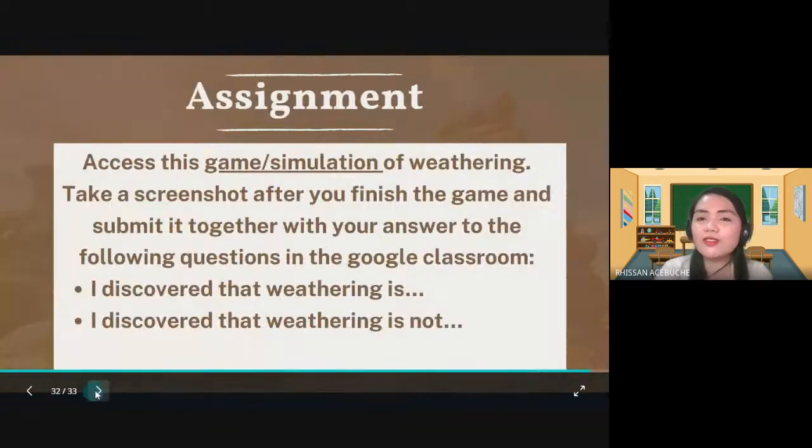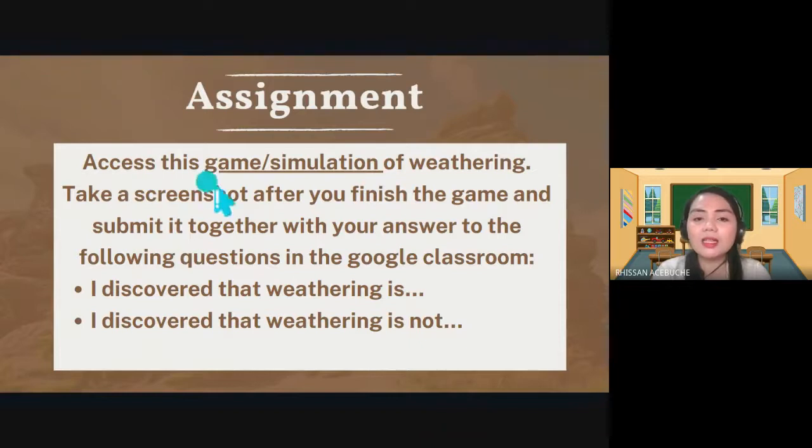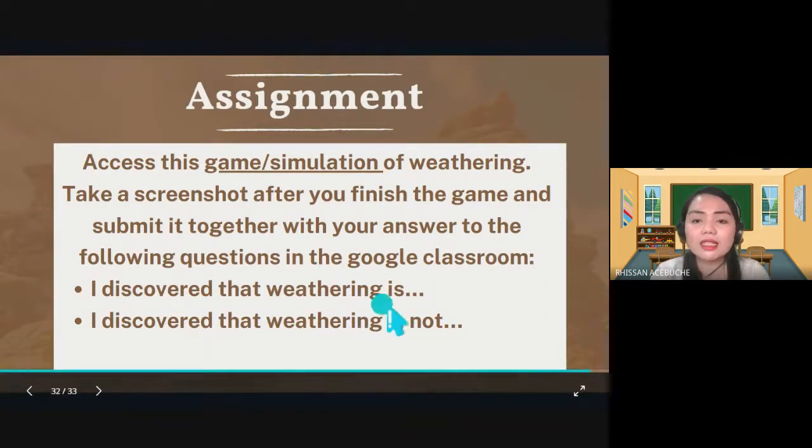To those who got 4 to 5 as their scores, you can do this assignment, access this game or simulation. This will be posted in the Google Classroom also. Take a screenshot after you finish the game and submit it together with your answers to the following questions or your answers to this sentence completion activity. I discovered that weathering is, I discovered that weathering is not.